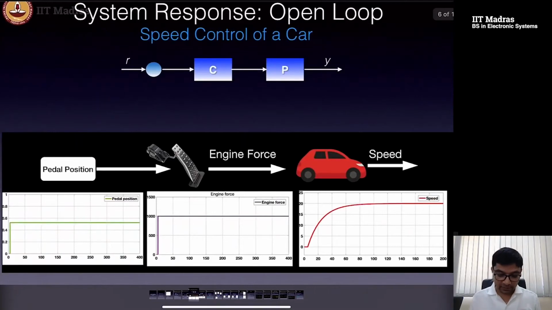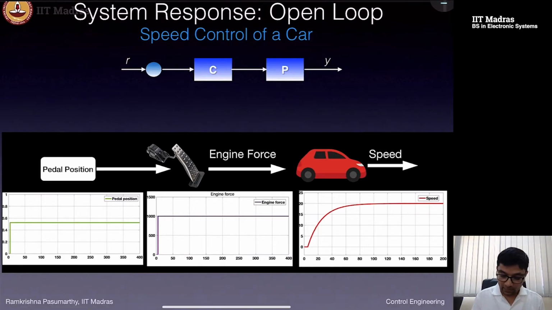Okay, so just like a speed control of a car, right? My input would be my pedal position, which would generate a certain engine force, and the speed would slowly start from 0 and reach, say in this case, 20 kilometers per hour. This is what we know and experience in everyday life.